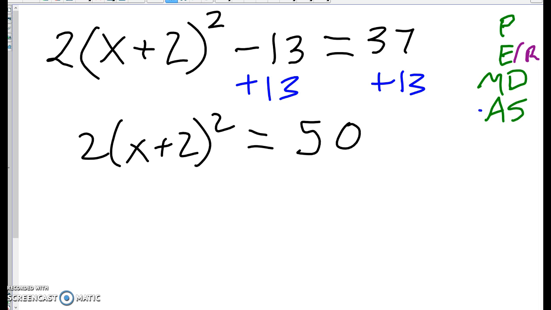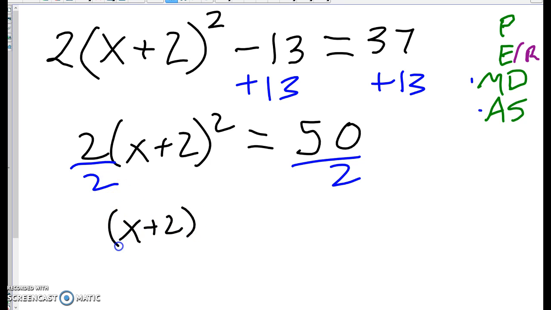At this point, again, you really couldn't distribute even if you wanted to, even if it was the right move here. It's not allowed. This isn't just x plus 2, it's x plus 2 times x plus 2. So in order to get rid of it, we're going to do our next step in line, multiplication division. We're going to get rid of this coefficient, just like if this whole x plus 2 all squared were just one exponent, we'd do the same thing. So we're going to divide both sides by 2 and get x plus 2 all squared equals 25.